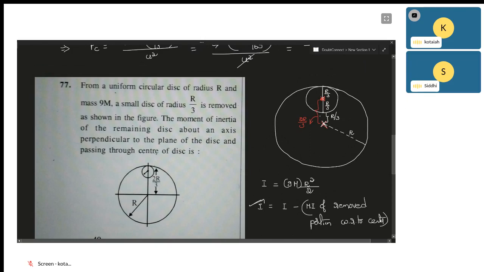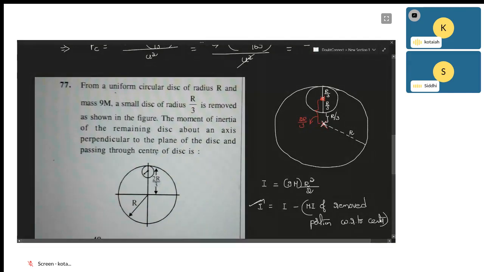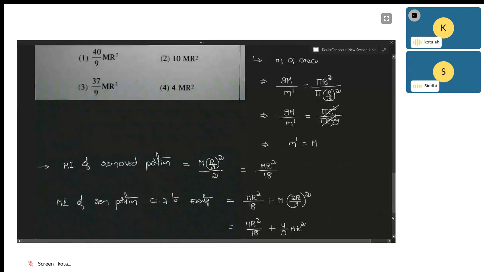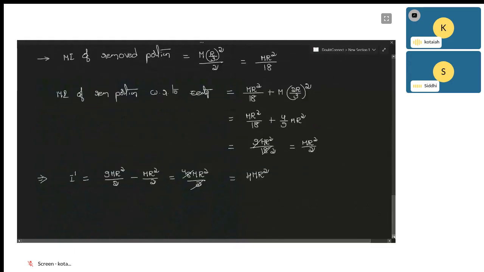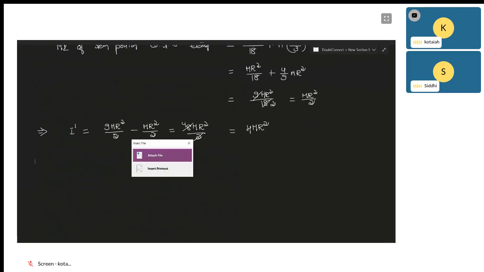Understood? Yes, sir. Okay, right. That's it. Chalo. Next question. You able to understand clear? Yeah, sir. Okay, chalo. Next question. See, if you have any doubts, let me know. You have to clarify the doubts in the class itself. Don't feel shy to ask the doubts. Next question.